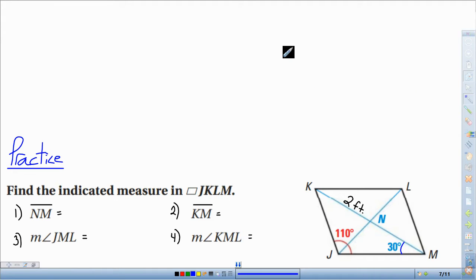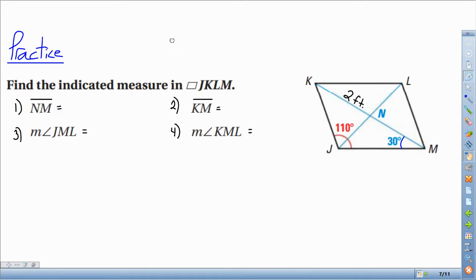All right, so with all of that, I'm going to have you try out some of these problems on your own. Go ahead and copy these and try out these four problems. Do them in the order, numbers 1, 2, 3, and 4. I think it'll make it a little easier, maybe. We'll see about that. But go ahead, try these out, and see if you can find all these missing measures.